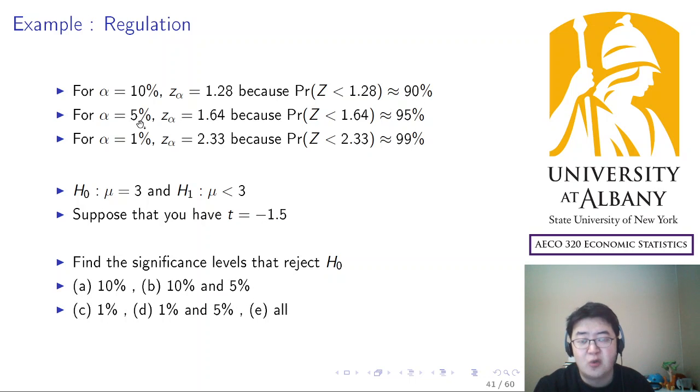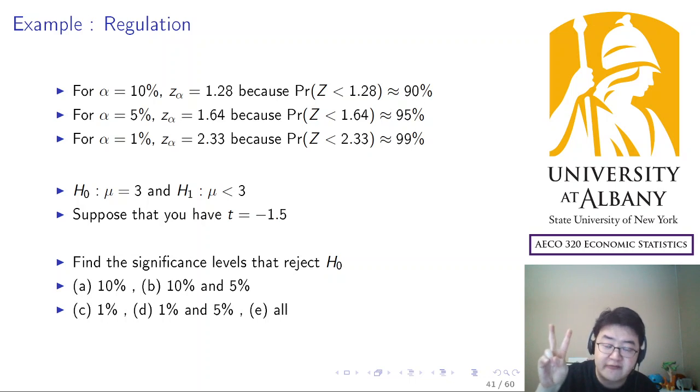So that means automatically 1% cannot reject it, right? As the significance level decreases, the rejection is less likely. So once you cannot reject at 5%, then it automatically implies you cannot reject it at 1% or at any lower significance level. So the answer is A. Only 10% can reject it, right? So the mechanism is the same, but the only difference is one direction and a different cutoff value. That's the difference in a one-tail test.